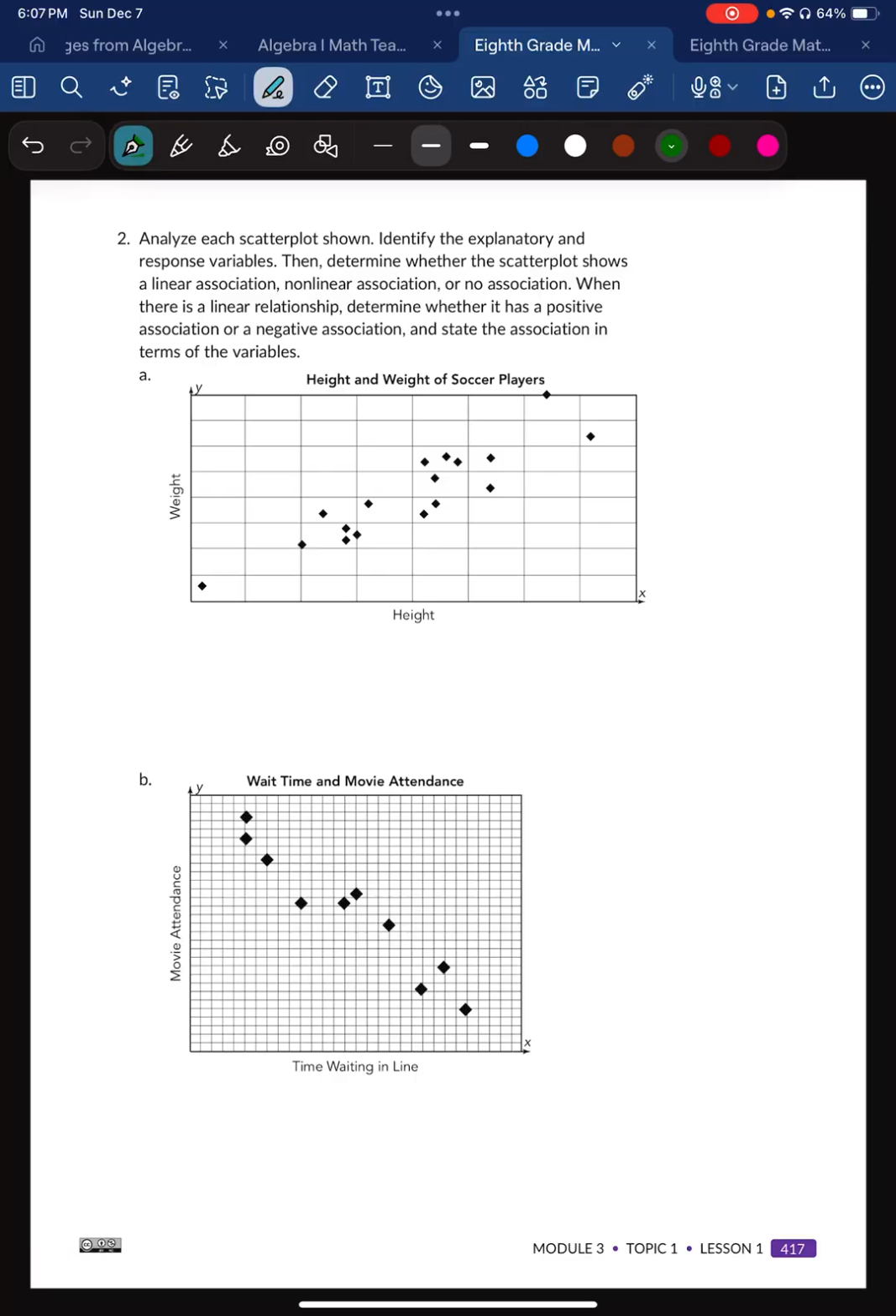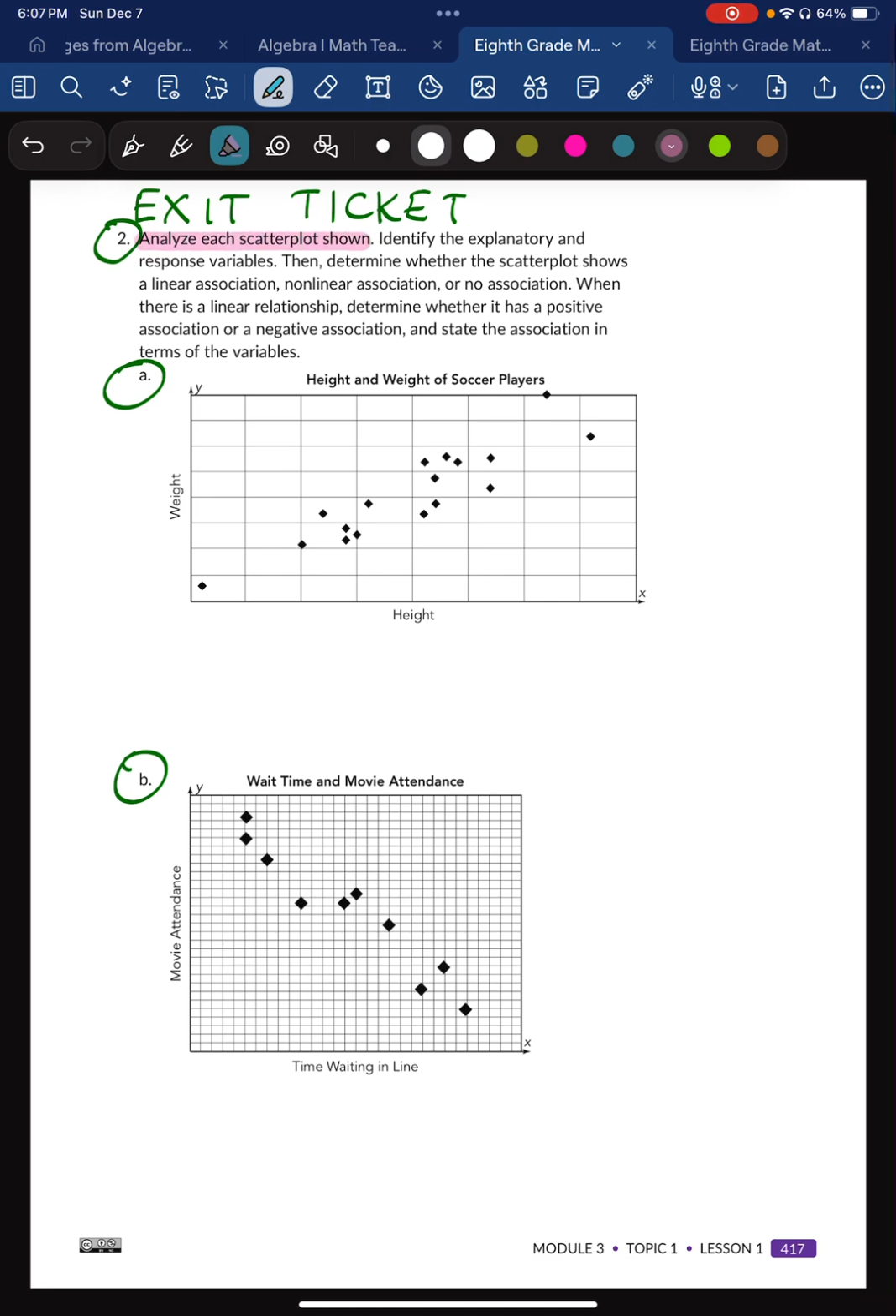Okay, so now let's keep going. We're going to look at this page, number 2. This is going to be your exit ticket. So your exit ticket is number 2 and number 3. And I will look at this for a grade, number 2, A and B. I will look at this when I return. So let's just go over the instructions together and then you'll be able to do it on your own.